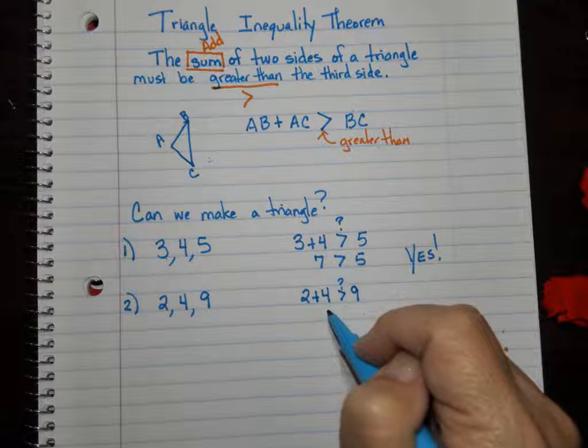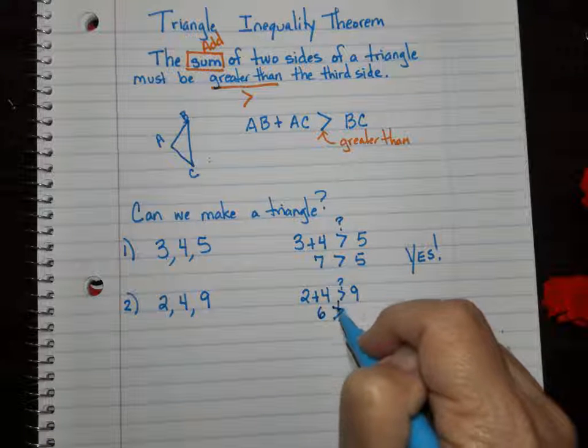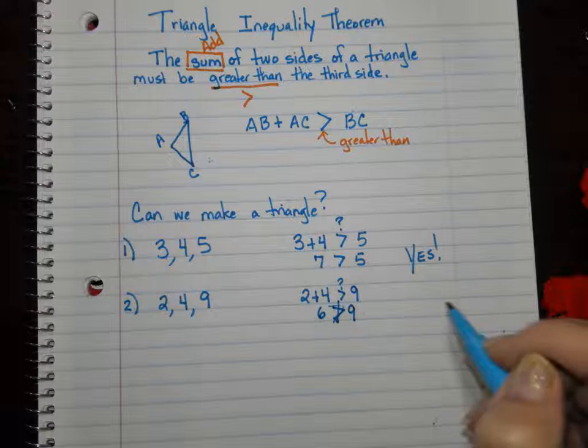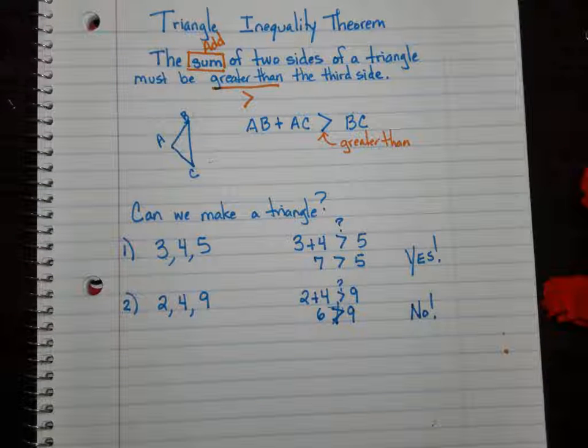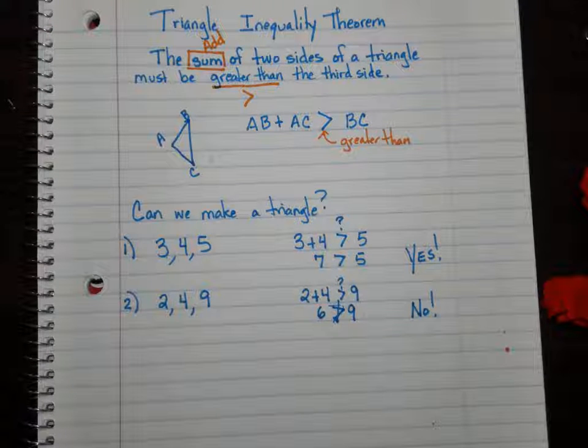2 plus 4 is 6. 6 is not greater. So you put a greater than with a slash. 6 is not greater than 9. So no. Those 3 side lengths cannot build a triangle. These 2 are too short to reach the corners of the other one.